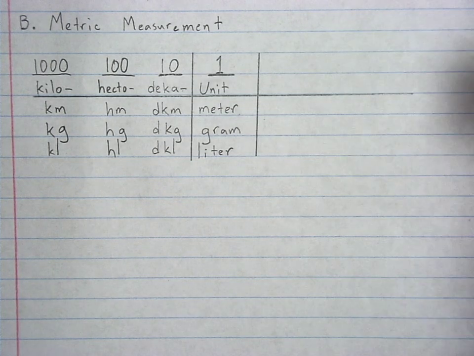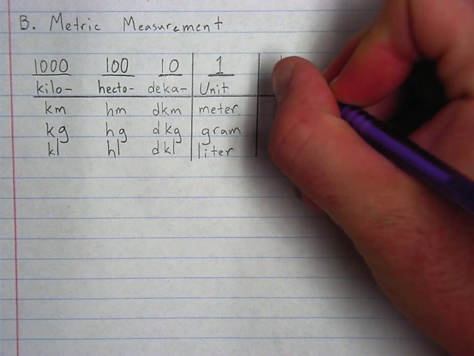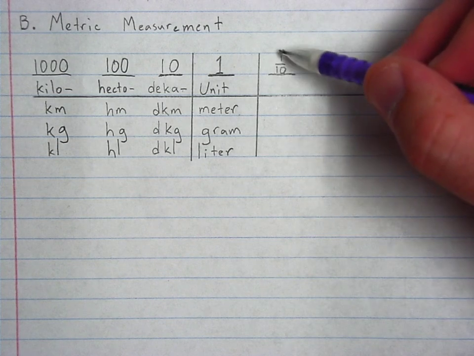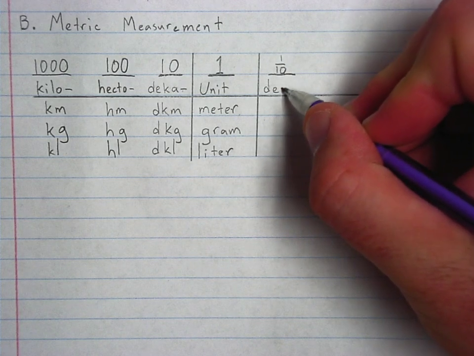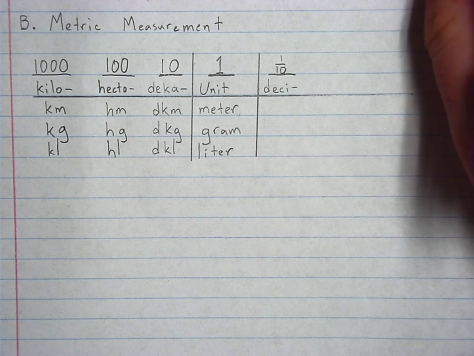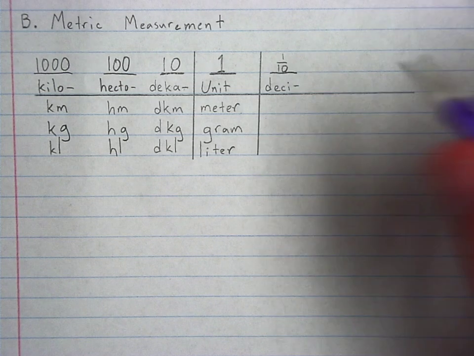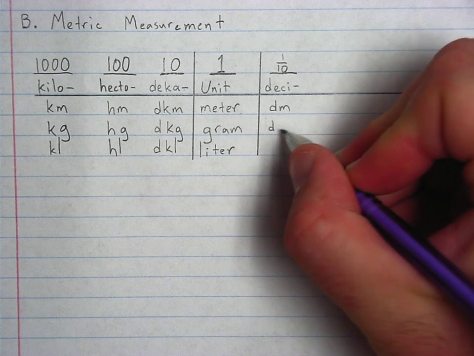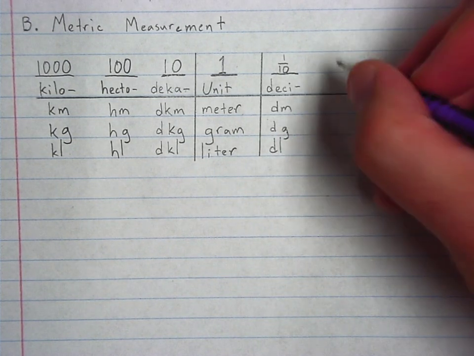Let me wrap up by showing you the decimals. Now I'm going to write it as a fraction because that's the way we read it, but you can think of this as 0.1. If you want 1/10 of a meter, you're dividing a meter into 10 pieces. Those pieces are decimeters. If you've ever heard the word decimate, that means to make something smaller by a power of 10. So once again, we have a decimeter, decigram, and deciliter. Some of these sound kind of funny. We don't always use these very often.